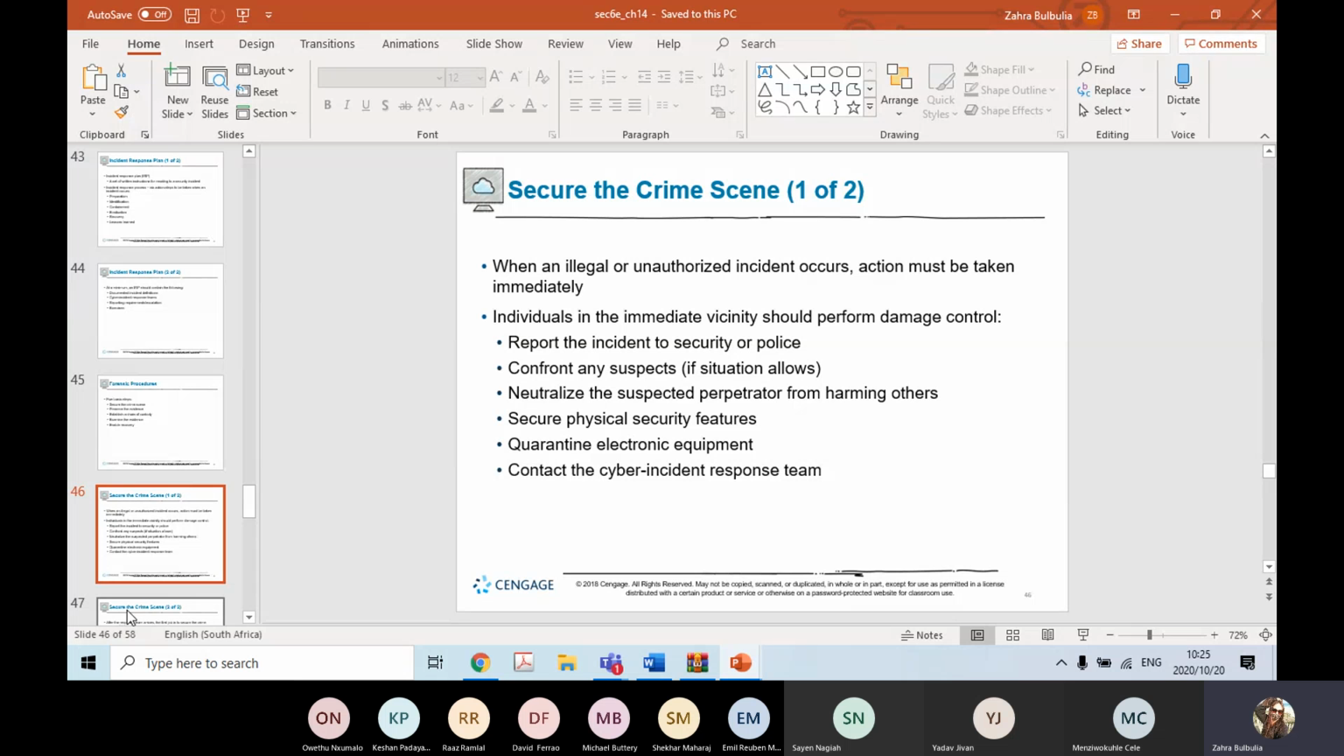Neutralize the suspected perpetrator from harming others. Yeah, sorry that I'm laughing about this. It's just a very crazy scenario this would be. Secure physical security features, quarantine electronic equipment, and contact the cyber incident response team.